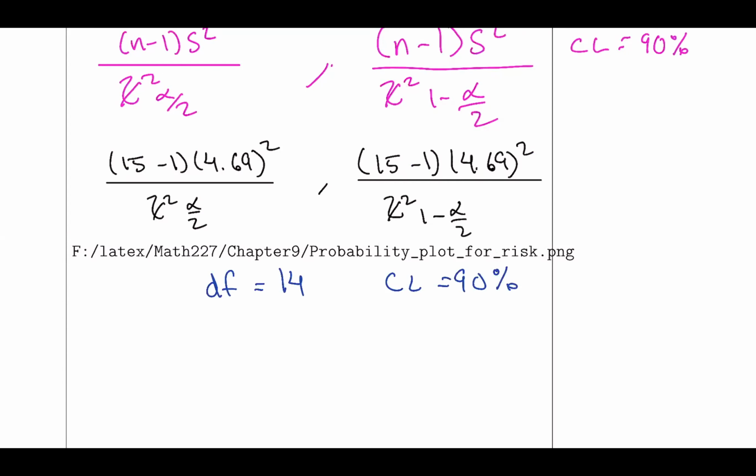All right, so we first have to find what alpha is equal to. In case you forgot, alpha is equal to 1 minus confidence level, and for confidence level you have to put it as a decimal. So 1 minus 0.90 is 0.10. Everybody good so far on how I got alpha is equal to 0.10?